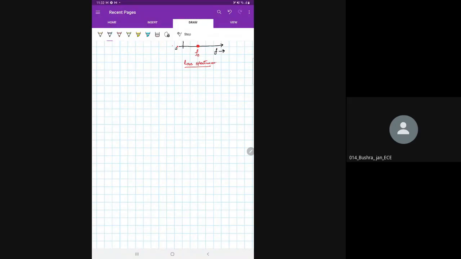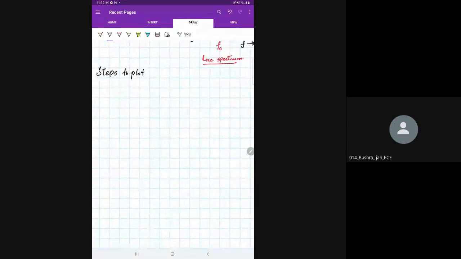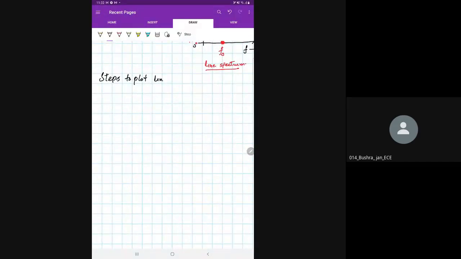All right. Now, steps to plot the line spectrum. How do we plot line spectrum in general? These are the steps to plot line spectrum of a signal. What are the steps? Following are the steps. I'll write down in the form of points, then I'll explain them.